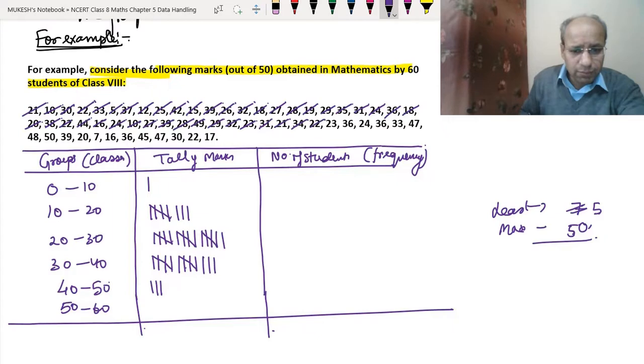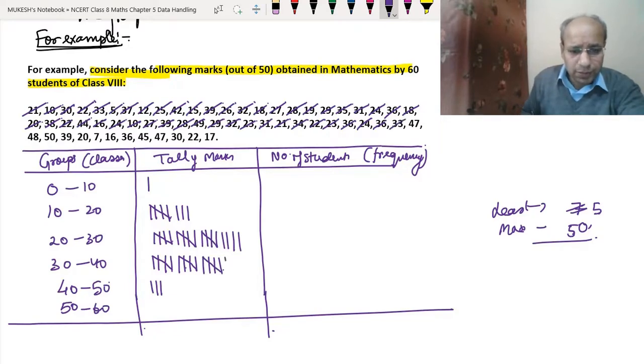22 will come between 20 and 30. 23 will come between 20 and 30. 36 will come between 30 and 40. 24 will come between 20 and 30. 36 will come between 30 and 40. So we will make the block here.